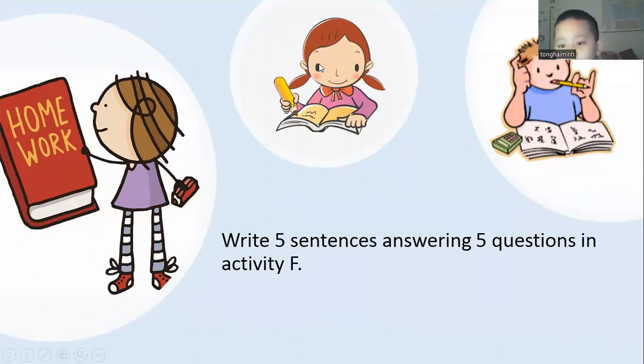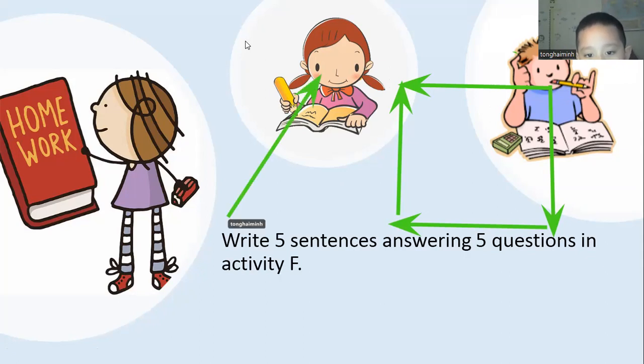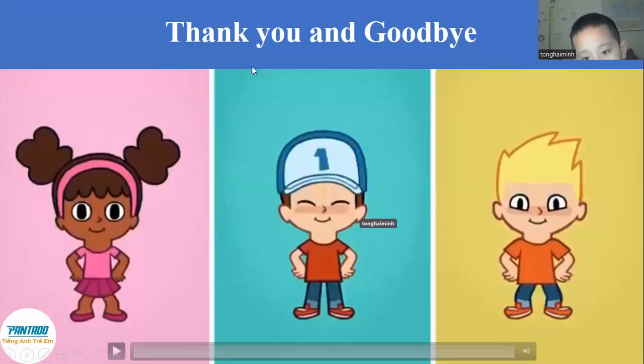Where do you live? Where do you live, Min? I don't know. Okay, I live in Vietnam. I live in Vietnam. Okay, so what is your favorite color? It's orange. You say my favorite color. My favorite color is orange. Okay, very good. So thank you for answering my question, Min.